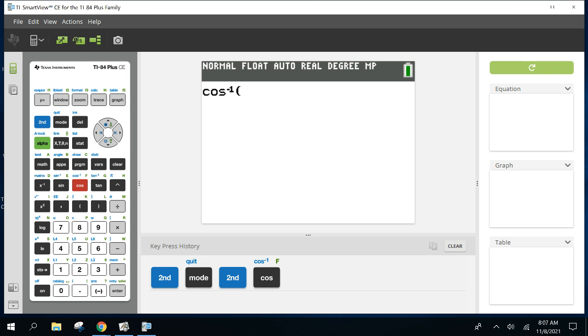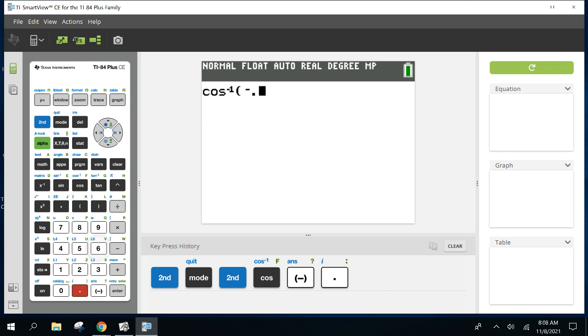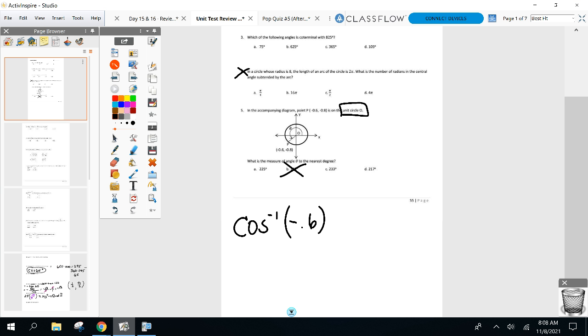So second, cosine, everybody, and what was our negative 0.6? Are we all getting 126? Yep. Is that what everyone's getting? Okay. Problem though, right? What's my problem? Well, first of all, even if it was an option, I'm not picking it. Why? What quadrant am I in? 3. Where's 126?